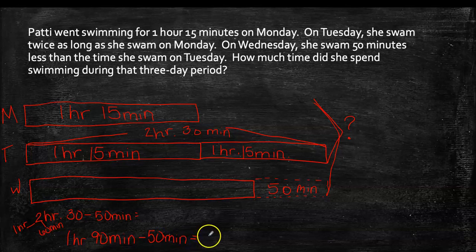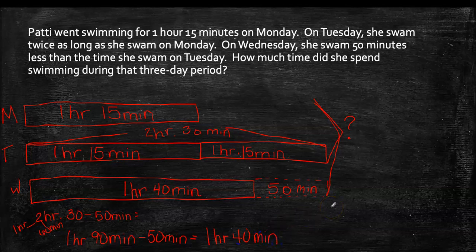How much time did she swim on Wednesday? Now I have 90 minutes, subtract 50 minutes. What do I get? I know you're all telling me 40 minutes. You guys are so smart. So yes, 40 minutes, 1 hour, and I don't have another hour, so that hour is going to stay. So she swam 1 hour and 40 minutes on Wednesday.